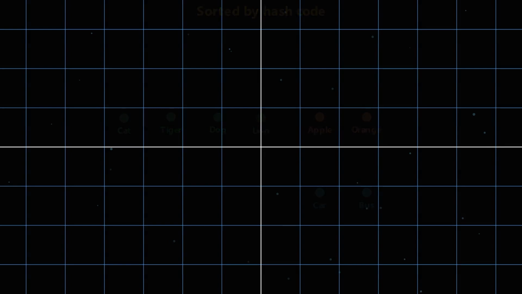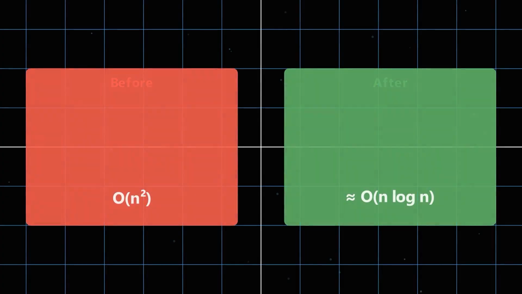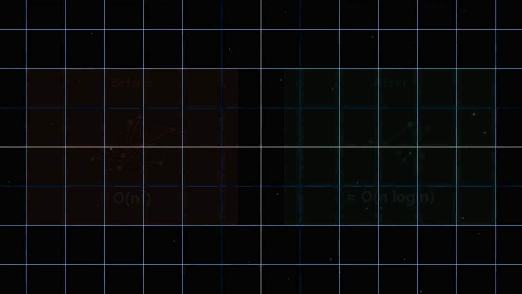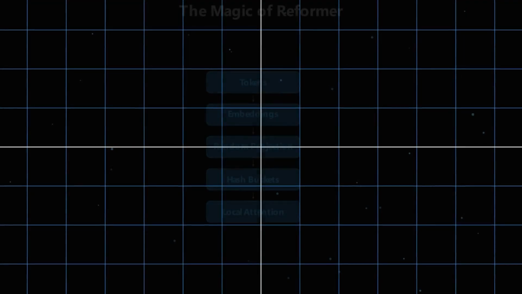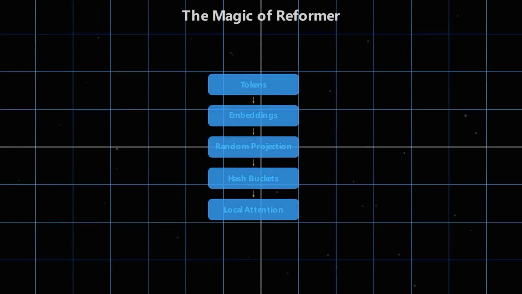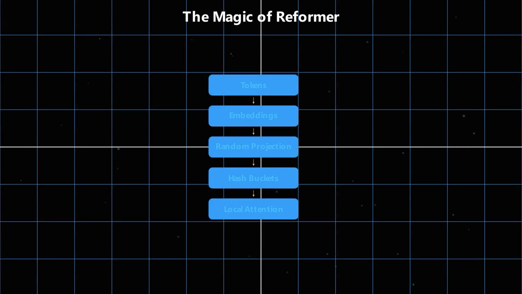Instead of comparing every token with every other token, Reformer only compares tokens inside the same bucket. Suddenly, billions of unnecessary comparisons simply disappear. And that's the magic of Reformer. It doesn't try to make attention faster by using a better GPU. It changes the entire way the search happens.